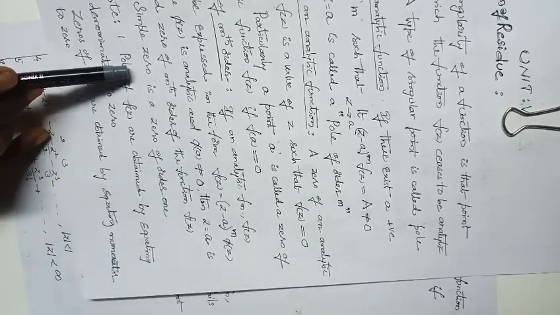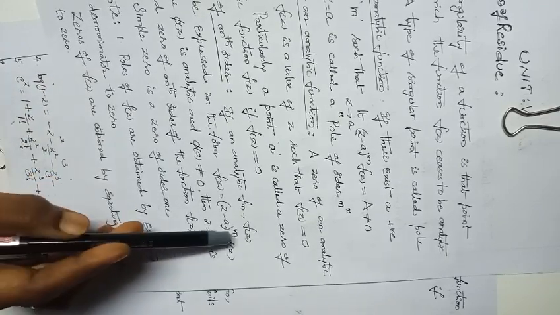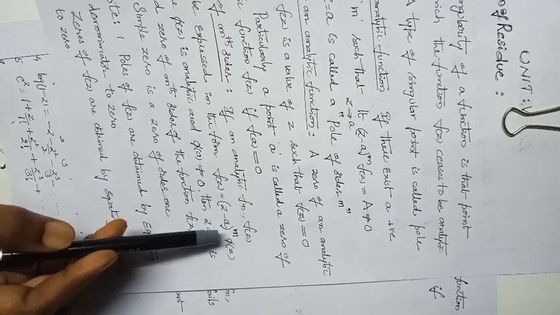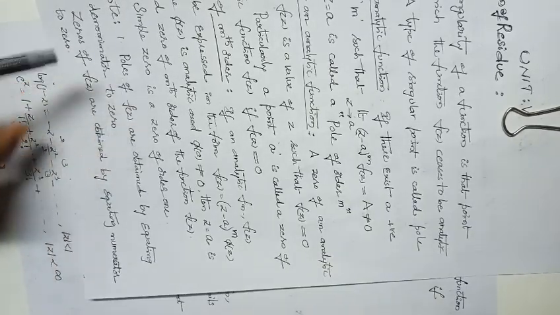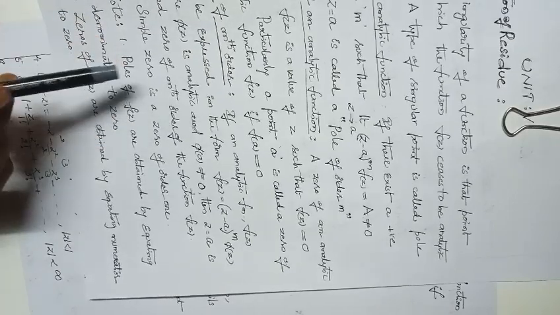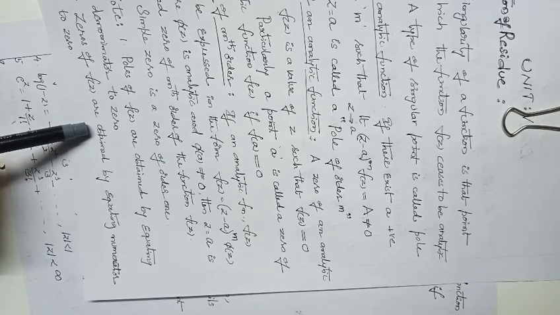After that, a simple zero is a zero of order 1. If the power of a factor is 1, then that is called a simple root or simple zero. Okay, now note these points. These are the most important points to solve residue problems.